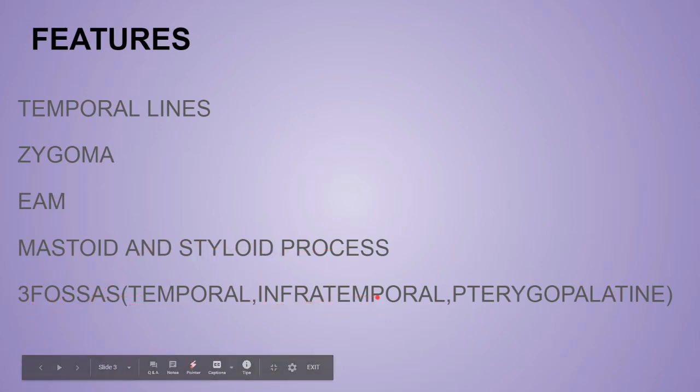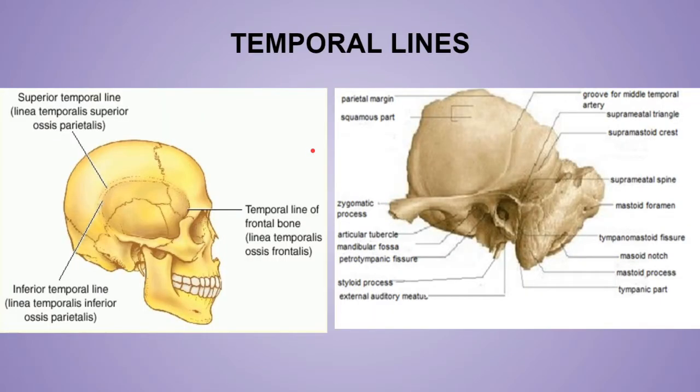Now the features of the Norma Lateralis: temporal lines, zygoma or zygomatic arch, external acoustic meatus, mastoid and the styloid process, and three fossas: temporal, infratemporal and the pterygopalatine fossa. So we'll talk about all these features individually. First of all, temporal lines.